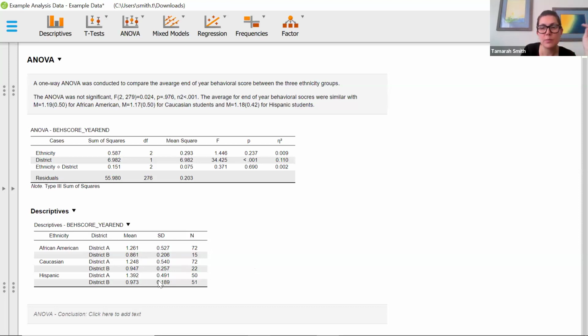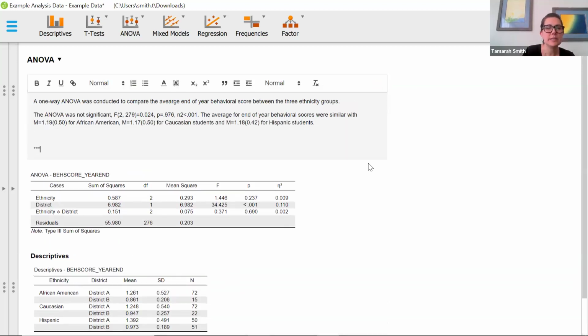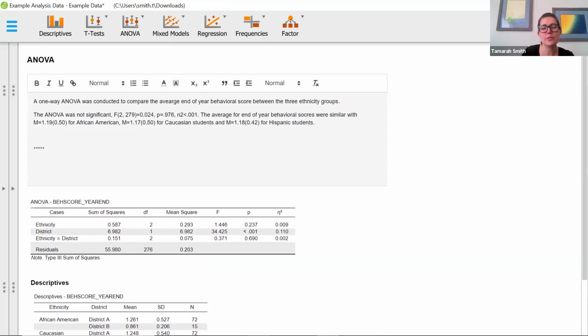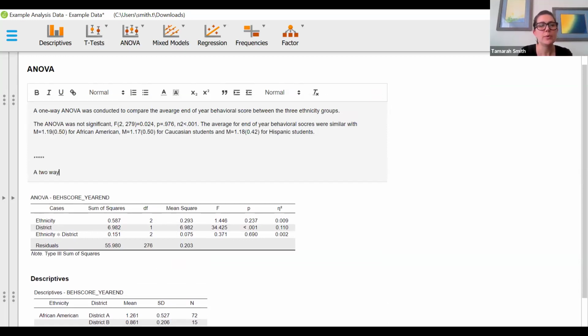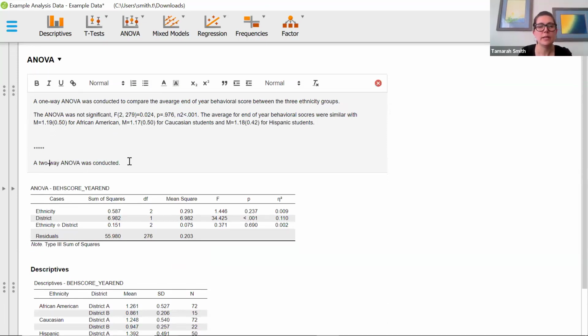Okay. See what's happening there? All right. So you could write that up and explain that. Let's do an example of that. There's going to be multiple pieces if you do a two-way ANOVA. A two-way ANOVA was conducted, right? That's the first thing you need to do, is tell us what kind of test. The ANOVA, what did we do? Compared end-of-year behavioral scores between ethnicity groups.